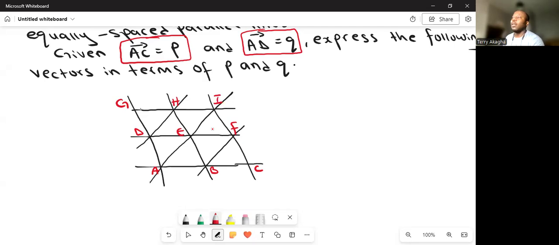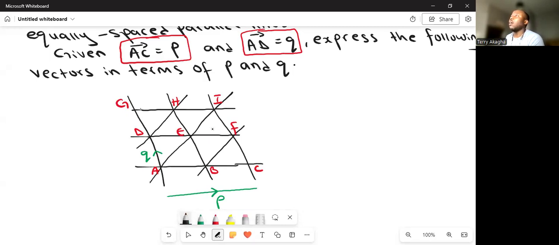So if you look at the example, we're told that AC, from this point here in this direction, was P. And we're told that AD, from this point here, was Q. Are you seeing it?